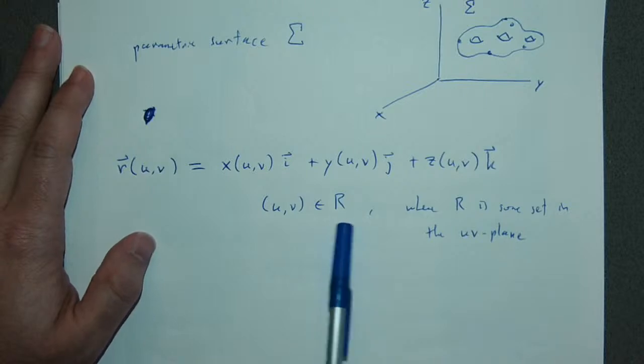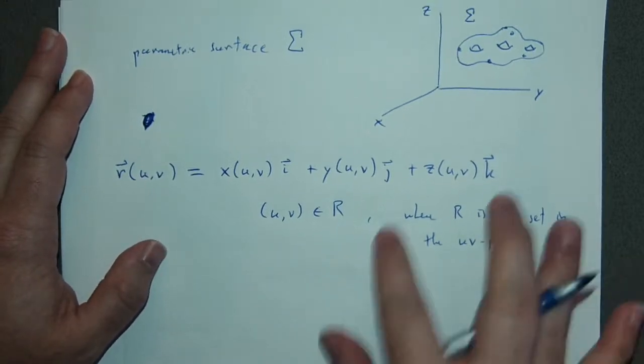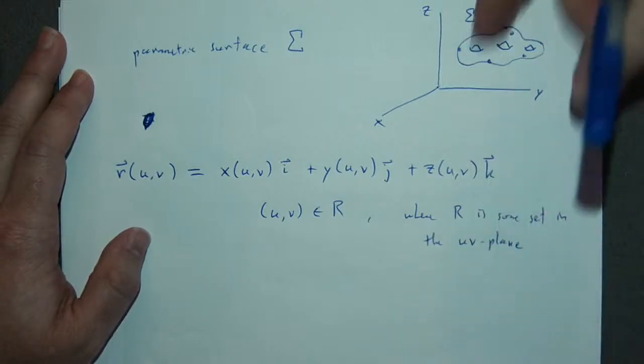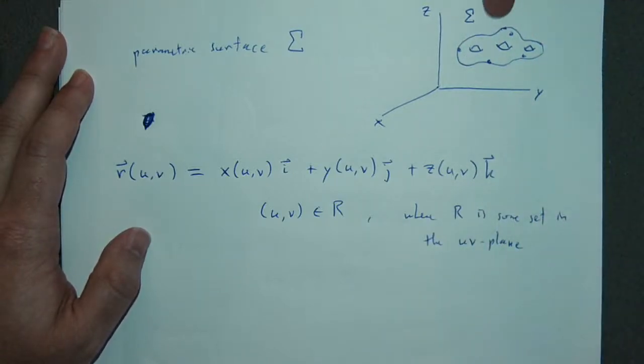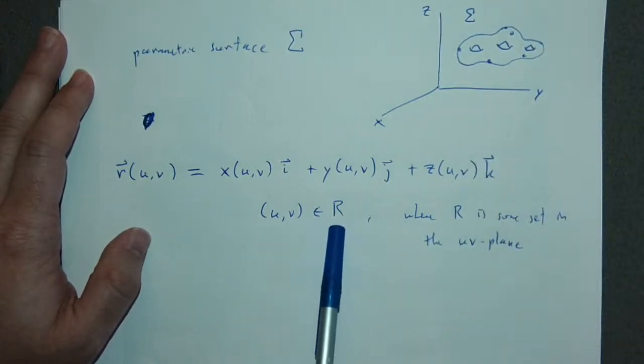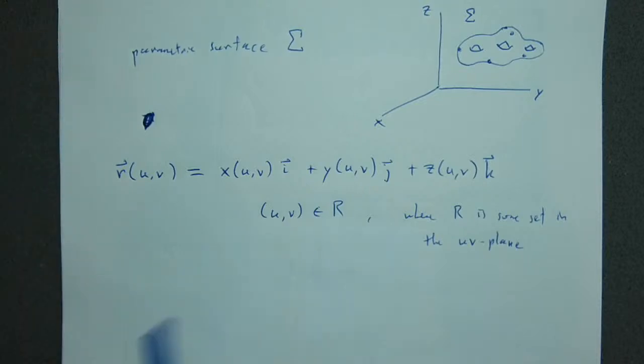But this R is not like the region R that we've been dealing with in the last couple of chapters, where that was taken to be, if you thought about a flashlight shining from the positive z direction, the shadow that it casts on the xy plane. That's not going to be what this R is. In fact, this R in a lot of cases is going to be the entire uv plane. u and v are just going to be allowed to be whatever real numbers you want them to be. And sometimes this R is going to be a specific region in the uv plane. And we'll see what I'm talking about there when we do a couple of examples.